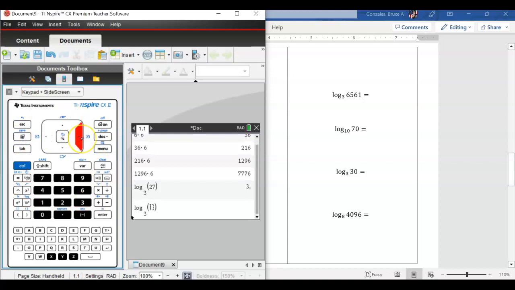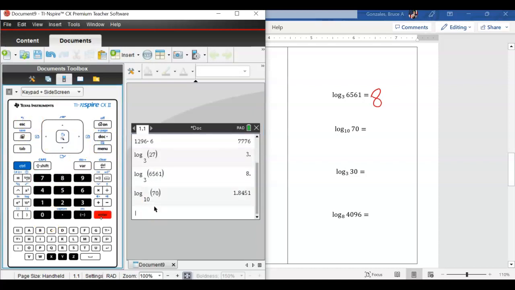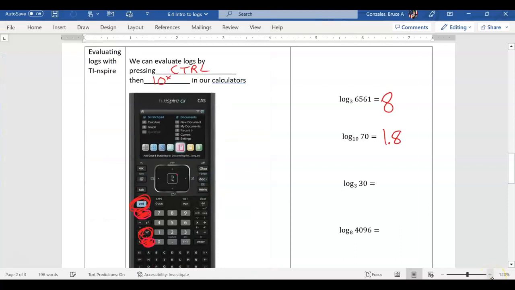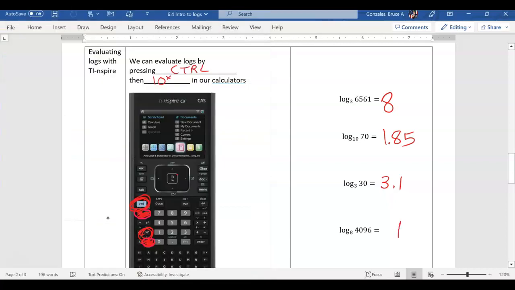All right, log base 3, go to the right, 6561 gives me 8. Control 10 to the x, log base 10, go to the right of 70. 1.8451. 1.85 when we round it. Control 10 to the x, log base 3, go to the right of 30. It's 3.0959, which is 3.1. And then Control 10 to the x, log base 8 of 4096 gives you 4. Okay.